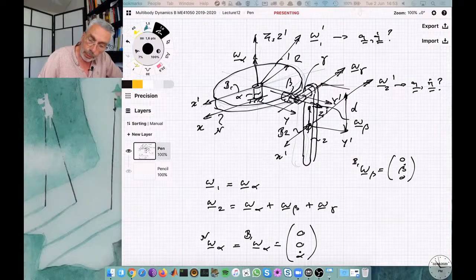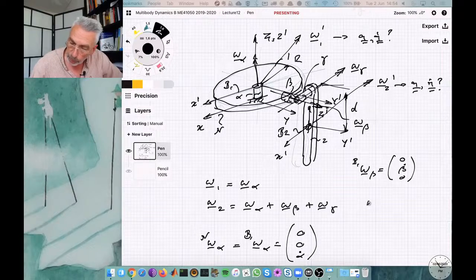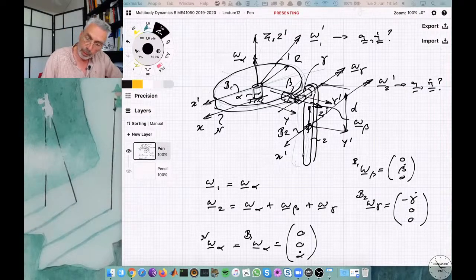And then finally, what do we know about the omega gamma? Well, we know the omega gamma is of course in this B2 system and in this intermediate system, which is identical of course, but we know the omega gamma components in the B2 system are, and it's a rotation about the minus x-axis, so it's minus gamma dot, 0, 0.